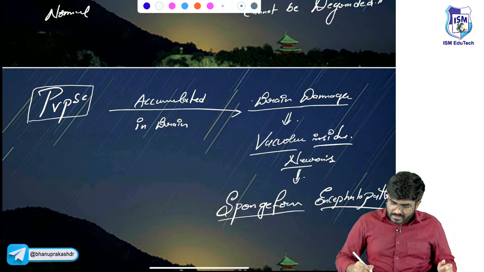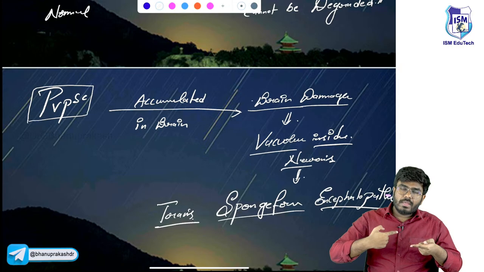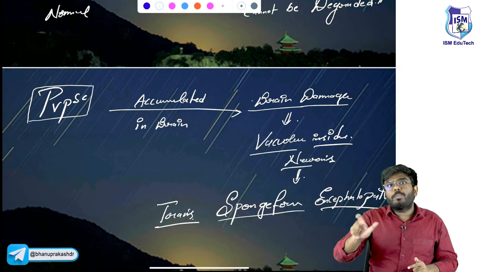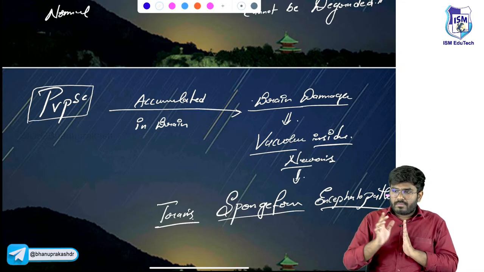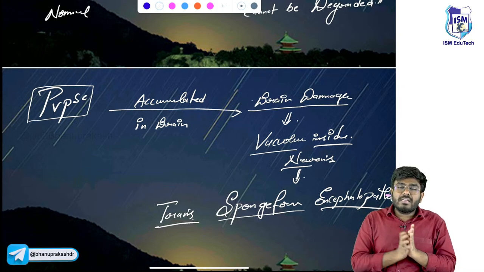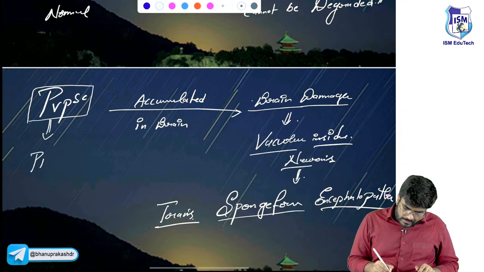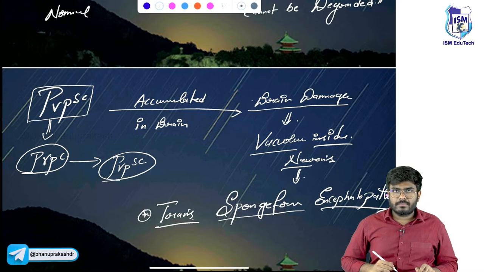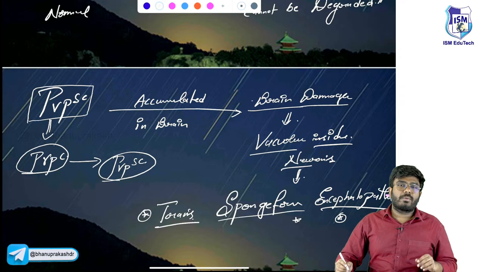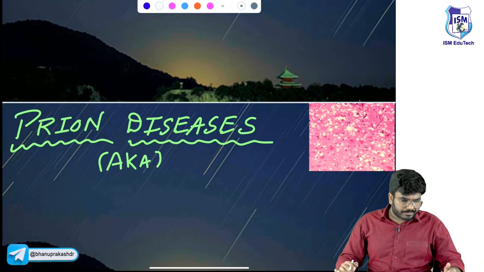You can also say transmissible spongiform encephalopathy. Why? Whoever gets into contact with this protein, once it enters the body, it will convert the normal PRPC into PRPSC. For example, I am a person having normal PRPC. When PRPSC comes into the body, it will convert my PRPC into PRPSC. It's like a chain reaction. So it is contagious, transmitted from one person to another, causing holes in the brain. That's why Prion disease is called transmissible spongiform encephalopathy.